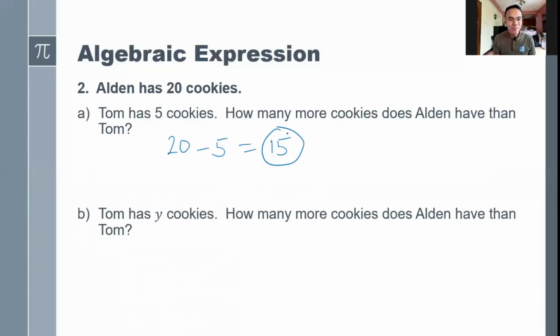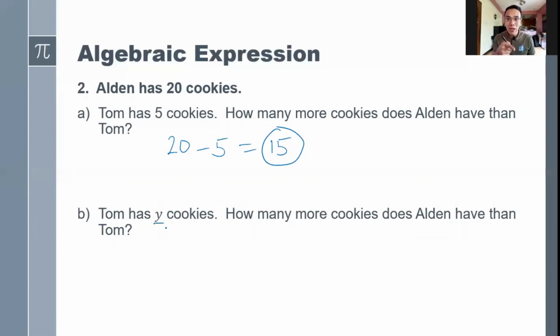Next item. Tom has Y cookies. Here we go again. There's a variable Y, so we don't know its value yet. Its value varies. Its value changes. It depends on what number you assign to that variable Y. The question here is how many more cookies does Alden have than Tom?